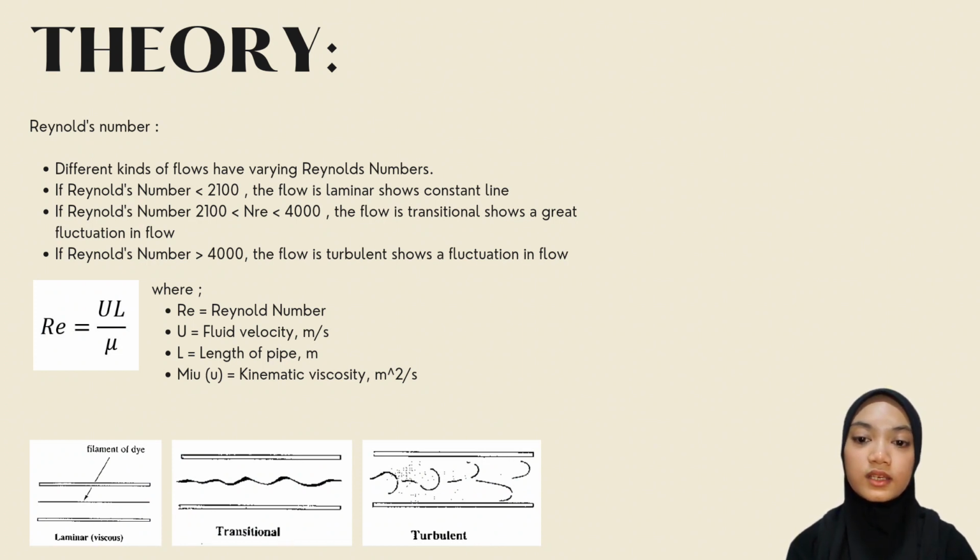Now, how to calculate a Reynolds number? Taking the Reynolds number equals U times L over mu, where U is the fluid velocity in meter per second, L is the length of the glass tube in meter, and mu is the kinematic viscosity in meter square per second.